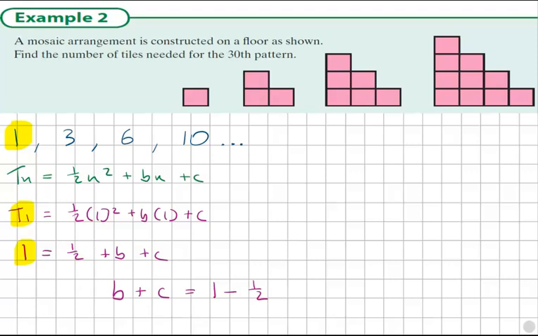And then we do letters to the left, numbers to the right. And we simplify to get b plus c is equal to a half. So we have an equation in terms of b and c.